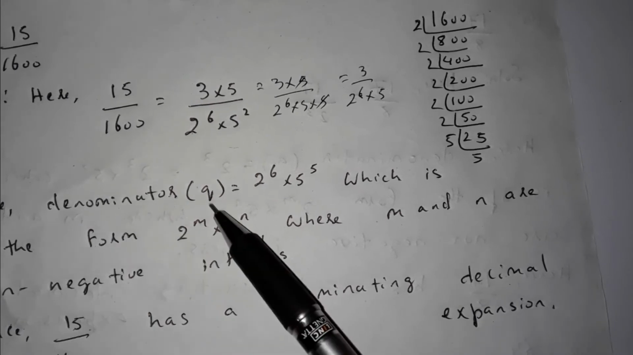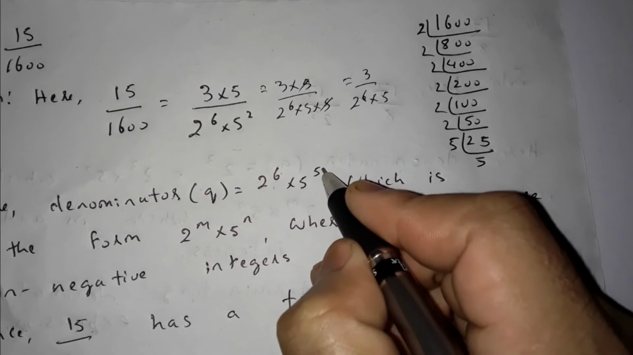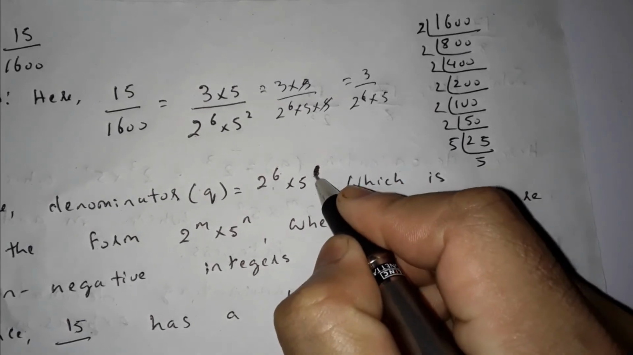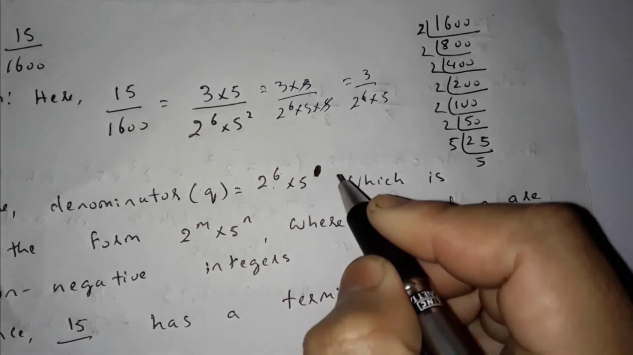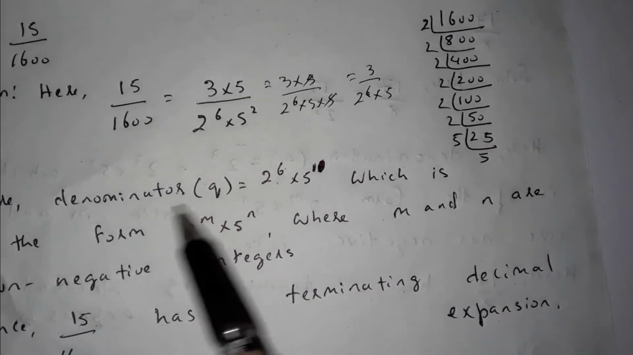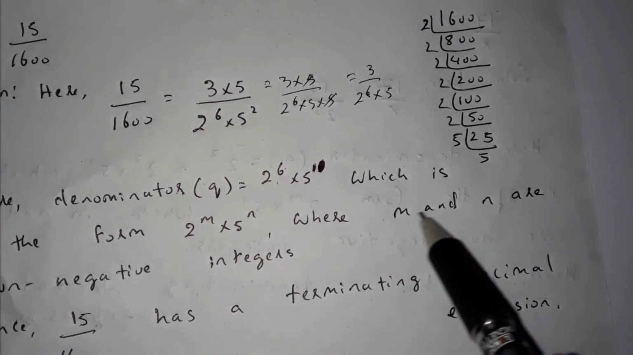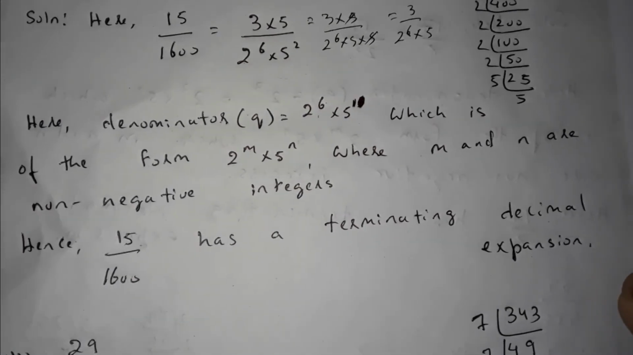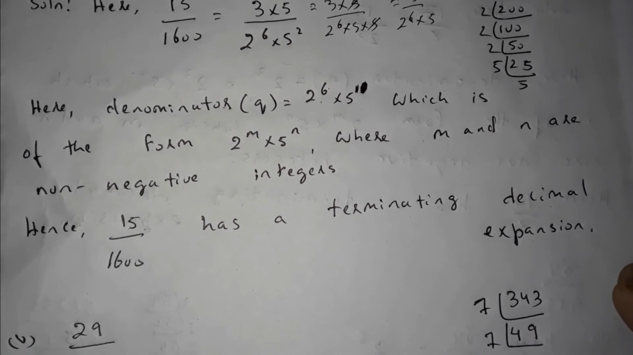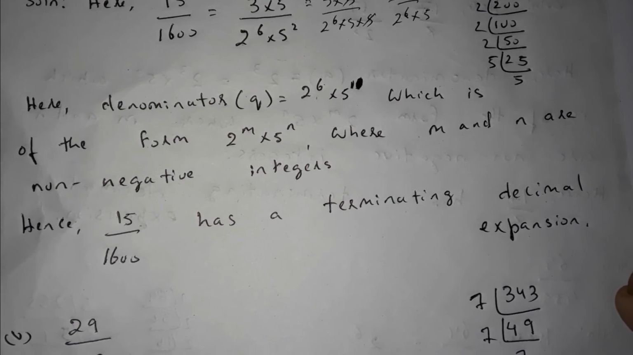So here the denominator equals 2^6 into 5, sorry, into 5 to the power 1, because there is only one 5. This is of the form 2^m into 5^n, where m and n are non-negative integers. Hence 15 by 1600 has a terminating decimal expansion.